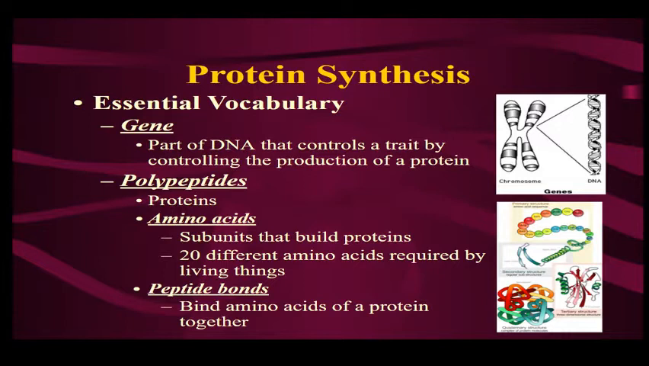Polypeptides is another term for proteins. Amino acids are the subunits or the pieces that build proteins. And there are 20 different amino acids that are required by living things. Peptide bonds are the type of bonds that hold the amino acids of a protein together.